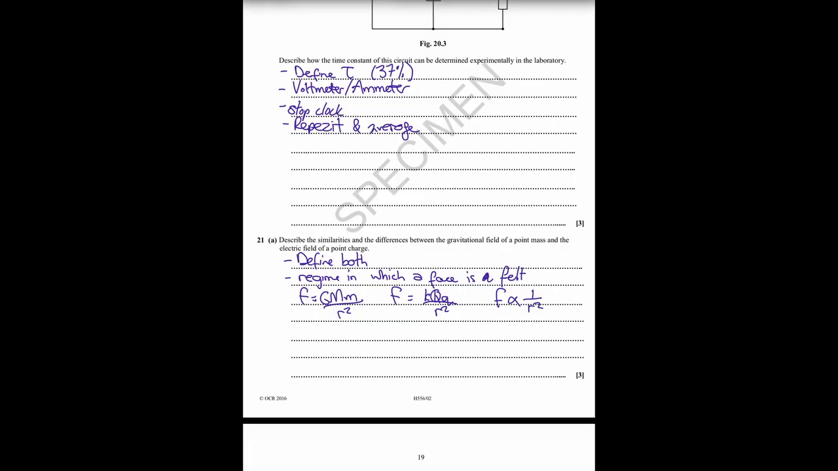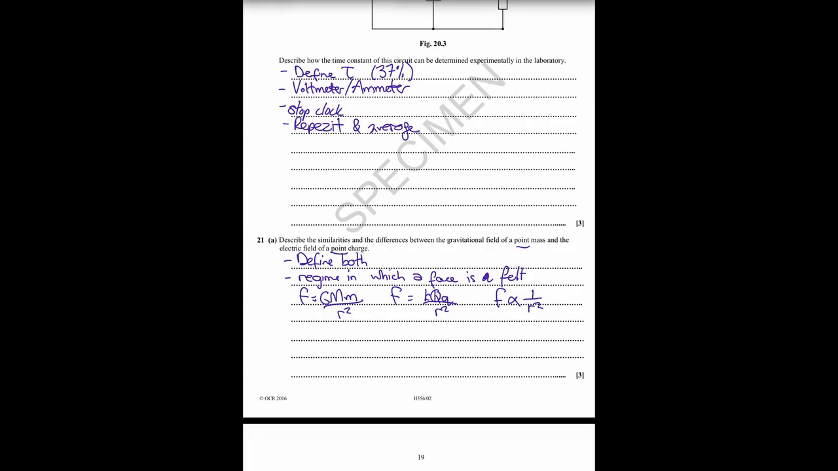The fields are both radial. I've got that because we're talking about point mass and point charge. So I know when I'm talking about the point thing, it's the radial field. I've got to use the radial formulae. And even though this isn't part of this question, it's just something that students sometimes make a mistake on. So be careful for that.